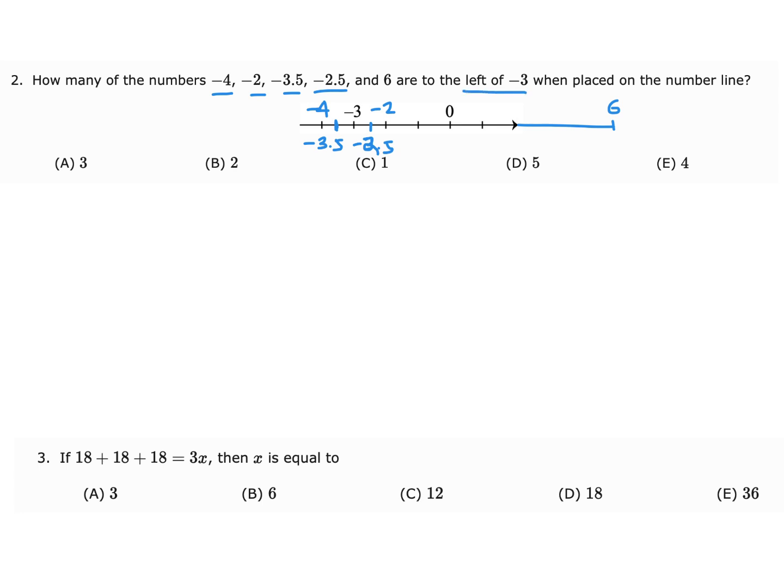How many are to the left? So to the left, let me circle those guys. To the left of the minus 3 is this one and this one. So only 2 of them are to the left, and therefore that would be B.